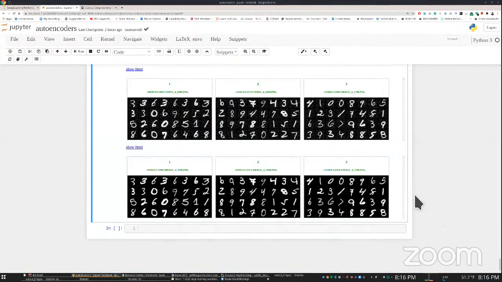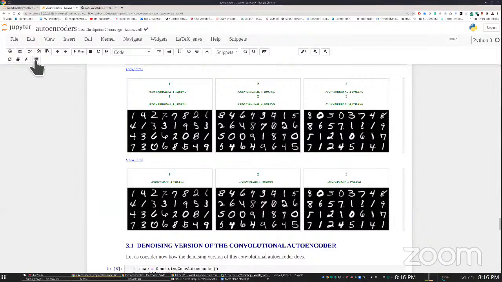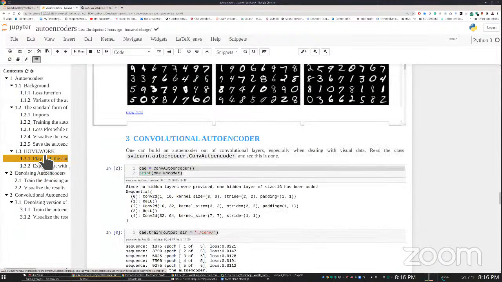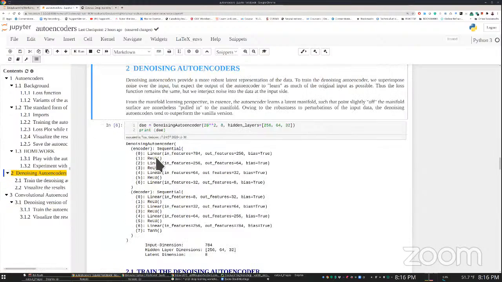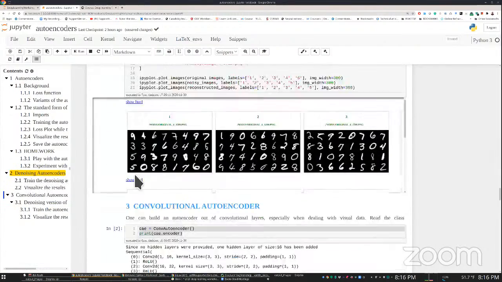Once you do this, oh, no, I've gone too far below. So there's more to it. Homework. So then this is your denoising autoencoder. Yes, it has done its job.